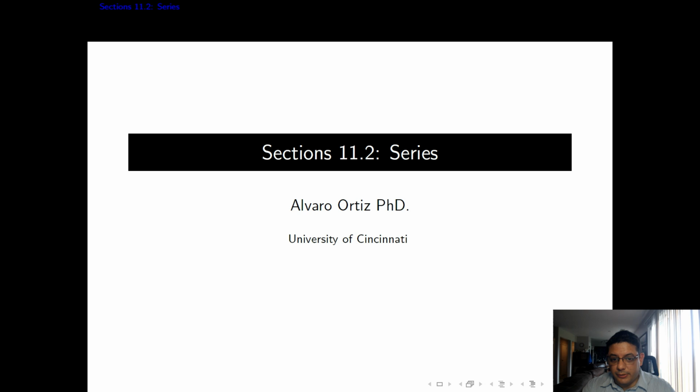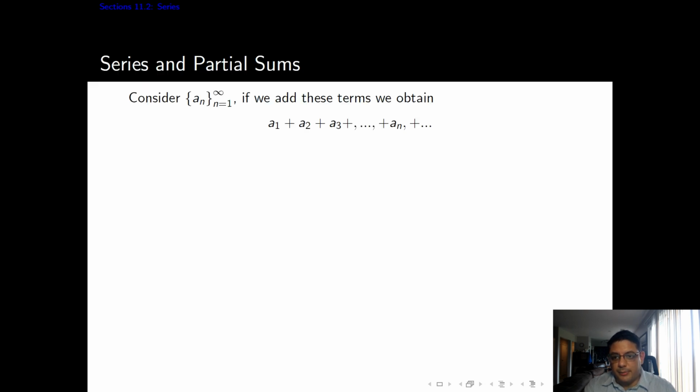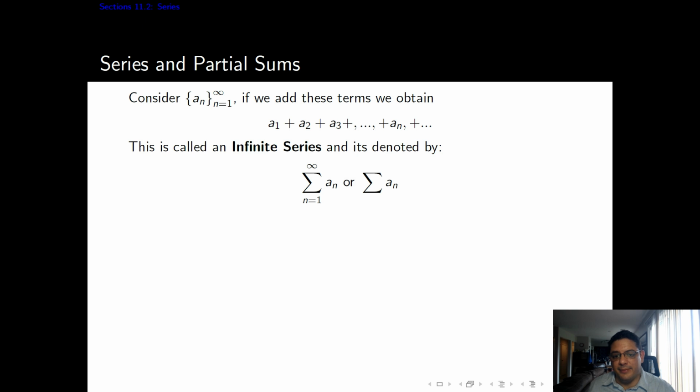In this video, we're going to go over section 11.2 on series. So, if you consider a sequence a_n for n equals 1 to infinity, and now you consider adding all those points, we get a series. Because we have an infinite amount of points, we're essentially getting an infinite sum. So we have a1 plus a2 plus a3 up to an, and we continue adding and adding. This is what is called the infinite series.